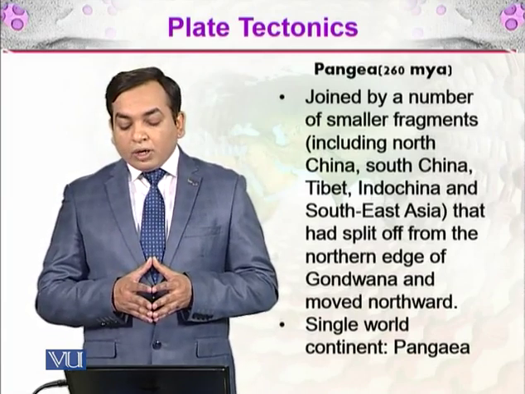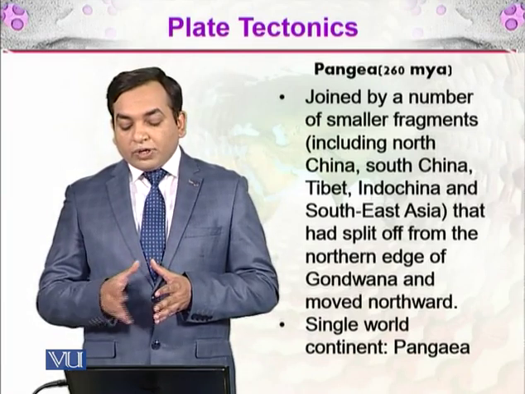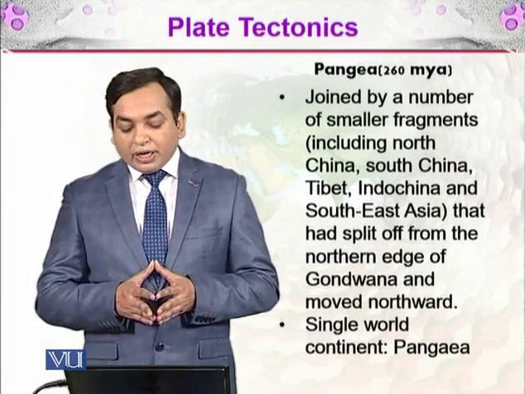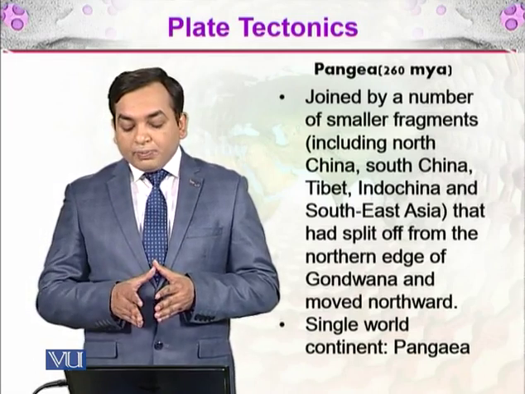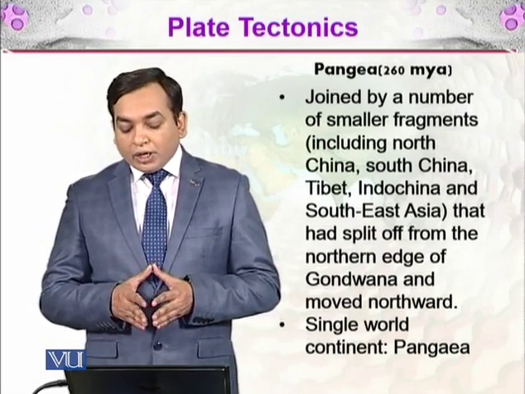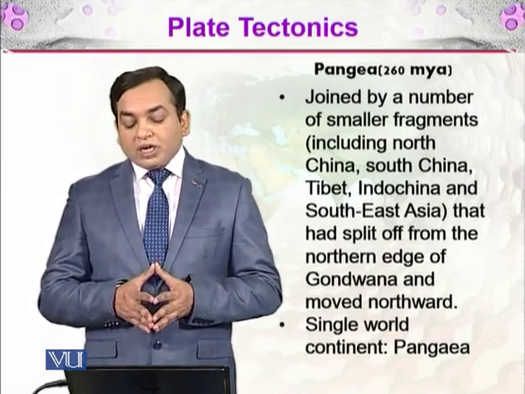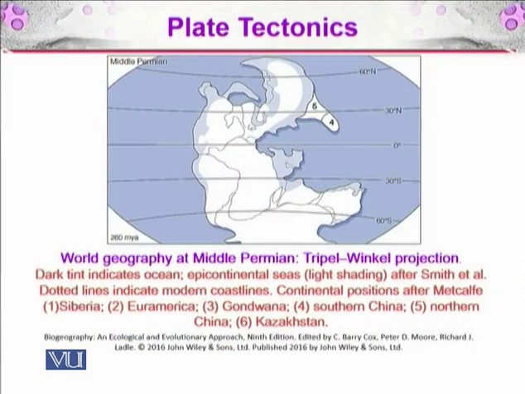It was joined by a number of smaller fragments, including North China, South China, Tibet, Indochina and Southeast Asia, that split off from the northern edge of Gondwana and moved northward. There was a single world continent which is called Pangea. Here you can see Pangea, consisting of all the fragments which have now coalesced together, and this was happening during the middle Permian, about 260 million years ago.